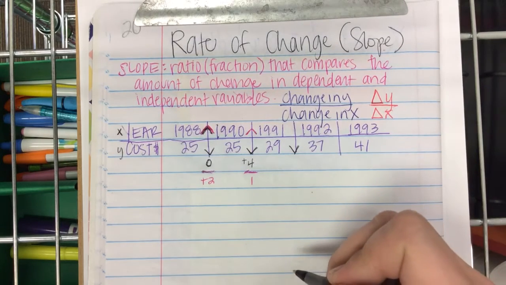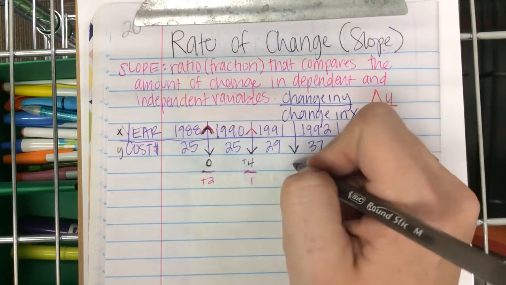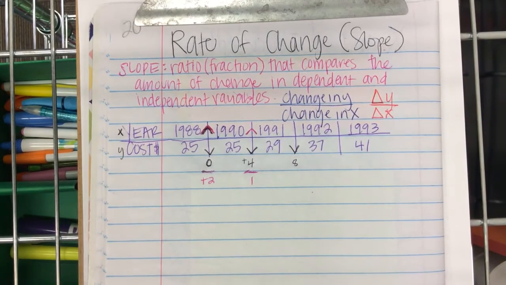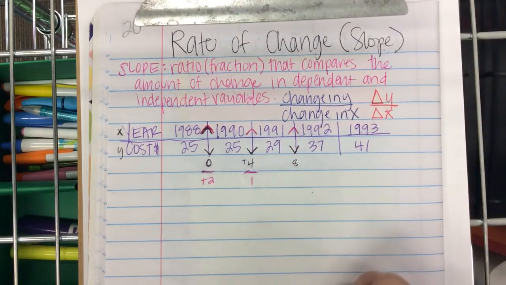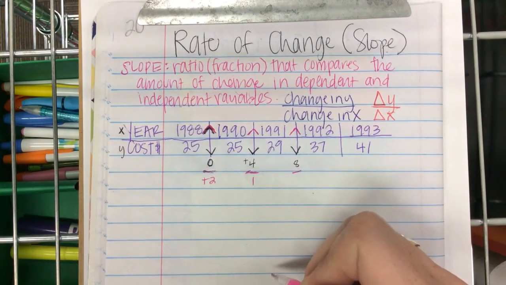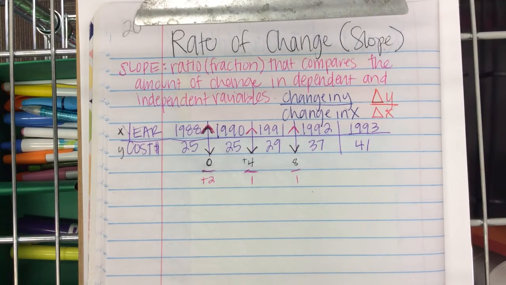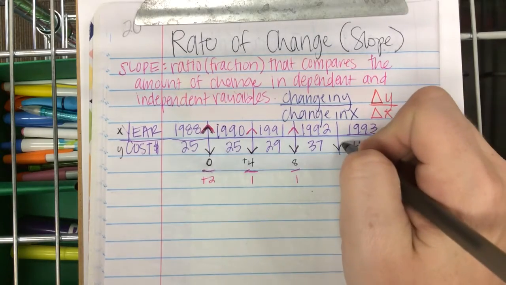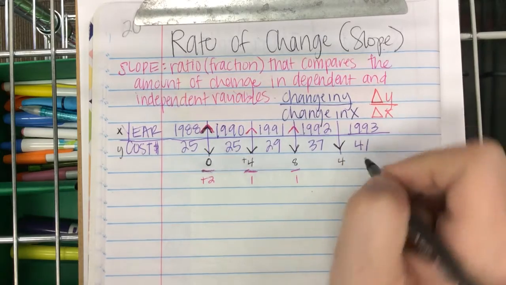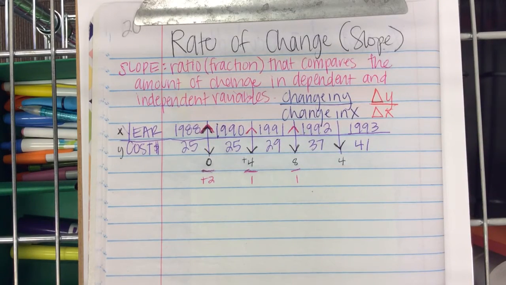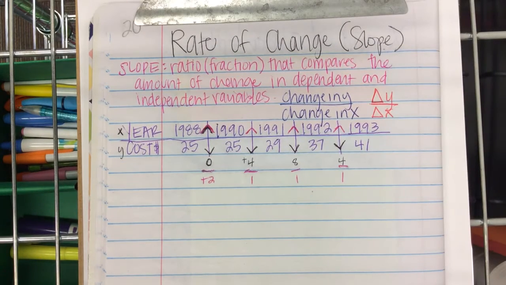From 29 to 37, what was the change? +8. And from 91 to 92, what was the change? +1. From 37 to 48, what was the change? +4. And from 92 to 93, what was the change? All right, so we've done this step before, correct?